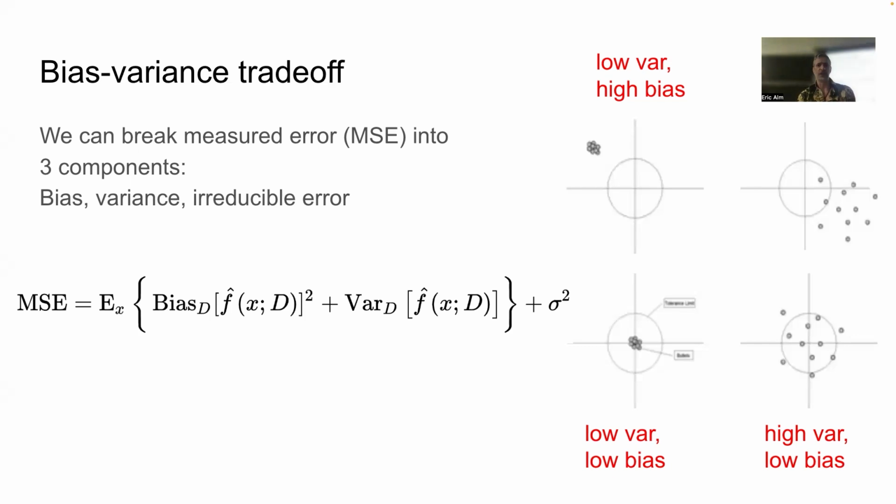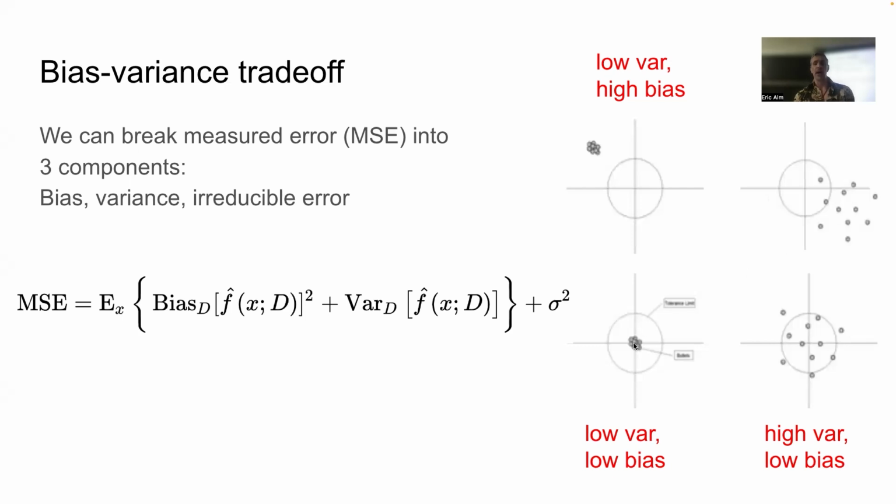So here we can see there's a target and a bullseye, and these are examples of models with high bias. The ground truth is here, and our model is predicting points over here. So we have a biased model.